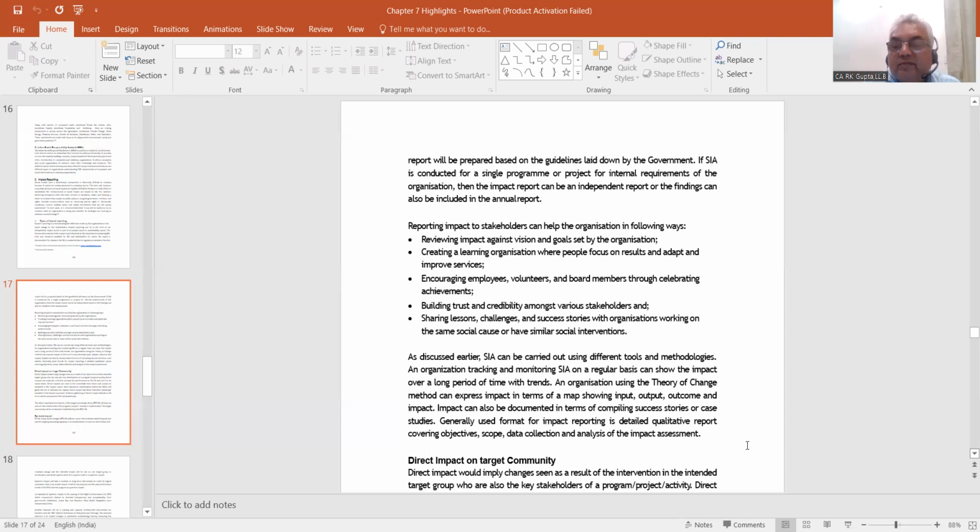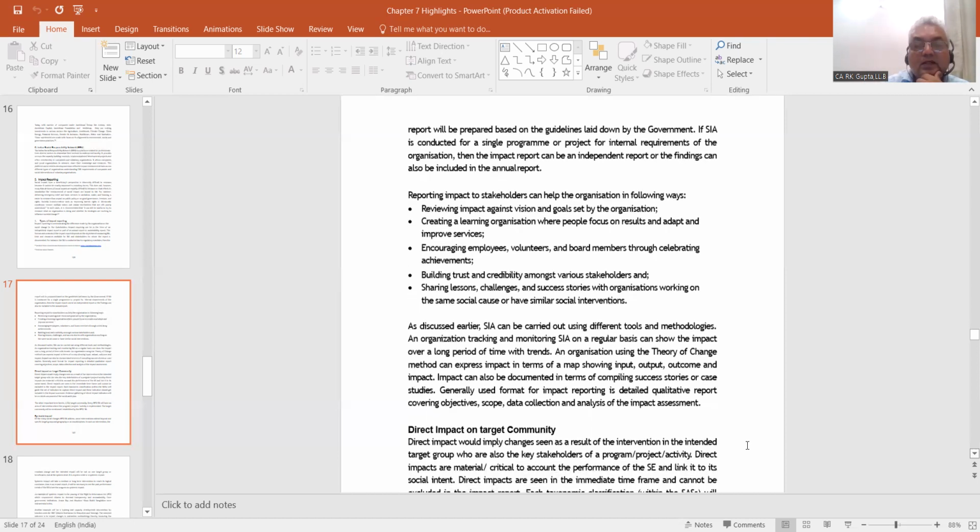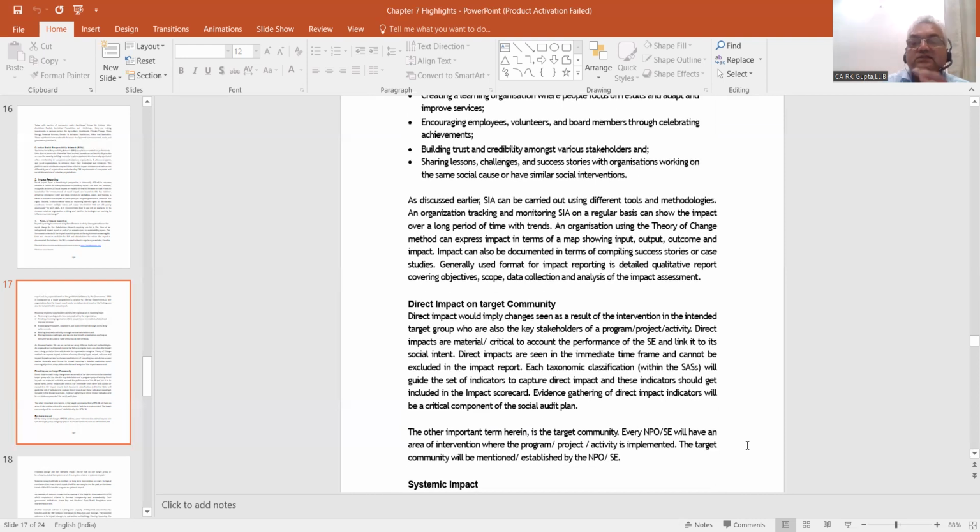The generally used format for impact reporting is a detailed qualitative report covering objectives, scope, data collection, and analysis of the impact assessment. Then the direct impact on the target community. The direct impact would imply changes seen as a result of the intervention in the intended target group, who are also the key stakeholders of a program, project, or activity. So direct impacts are material or critical to account for the performance of the social enterprise and link it to its social intent. Direct impacts are seen in the immediate time frame and cannot be excluded in the impact reports.